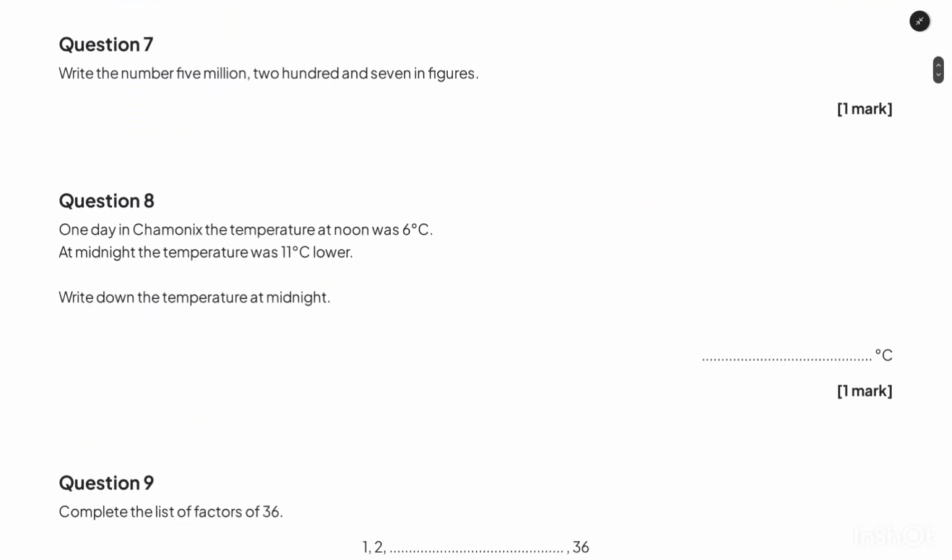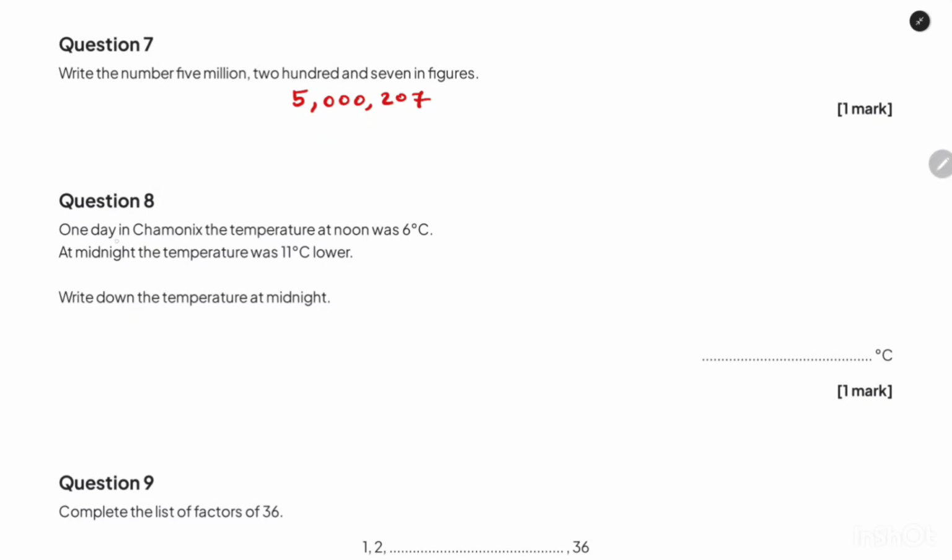Seventh question. Write the number 5,207,000 in figures. So 5 million, then no thousands are there, so 0 0 0, and then 207. So this is how you can write 5,207,000 in figures. Very simple question. You can hardly find this kind of question in extended maths. Yes, of course, in core maths paper 2 you may find these kinds of questions, but extended people, that's bad news for you. You may not find these easy questions in your board exams.